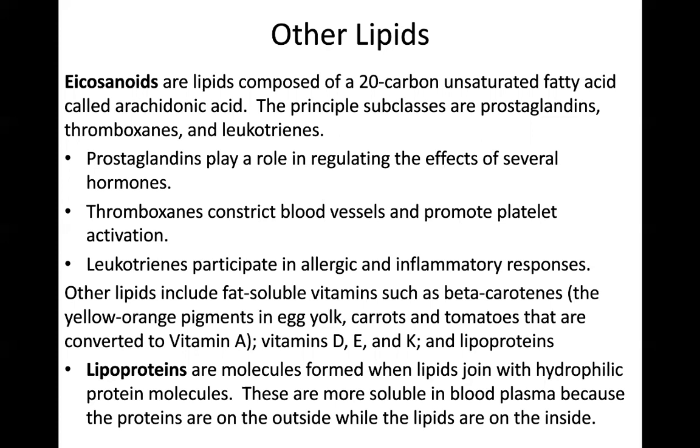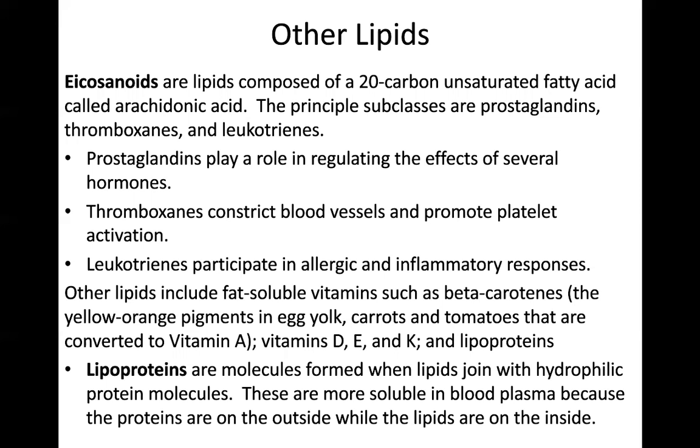Other fats include fat-soluble vitamins, such as beta-carotenes, the yellow-orange pigments that you find in egg yolks and carrots and tomatoes that we convert to vitamin A. Vitamins D, E, and K. So A, D, E, and K are the fat-soluble vitamins. And then lipoproteins. We don't really get into vitamins too much in this class. We don't really talk much about lipoproteins either.